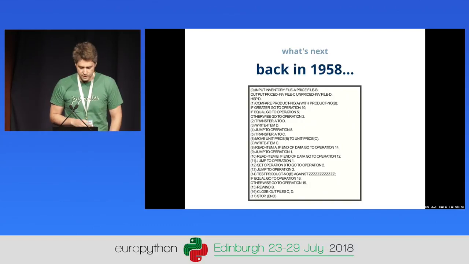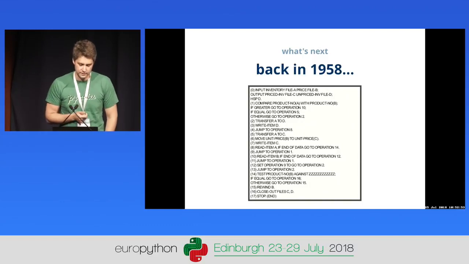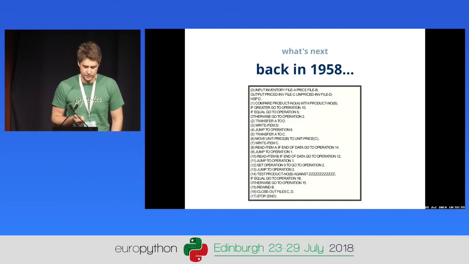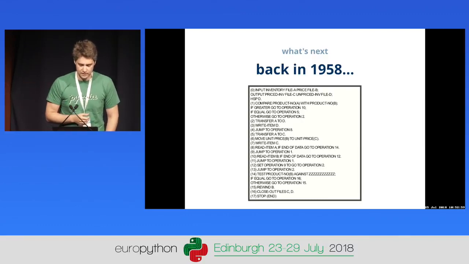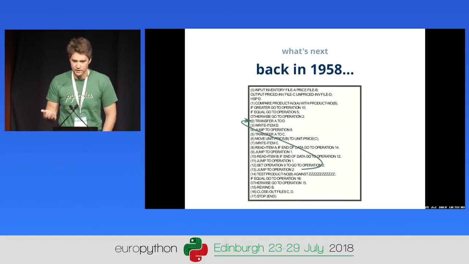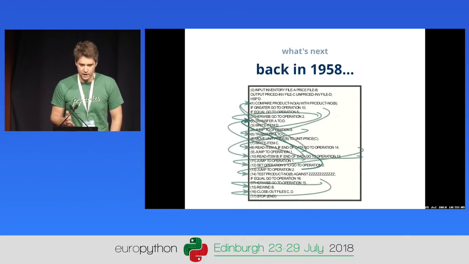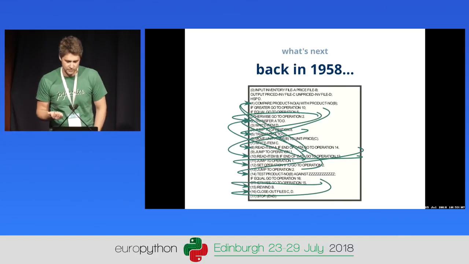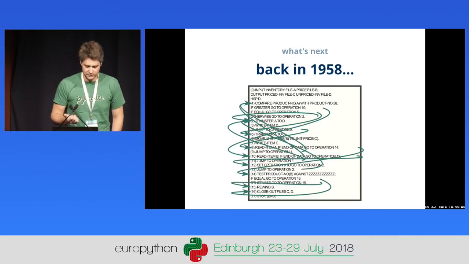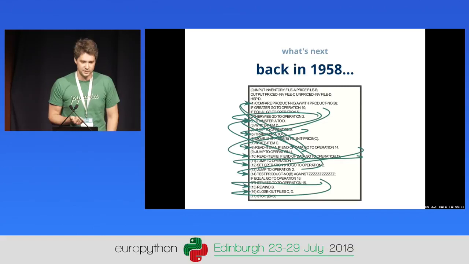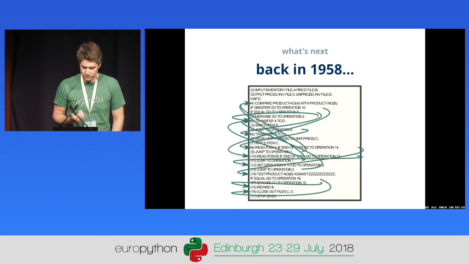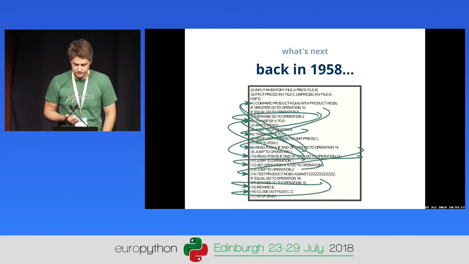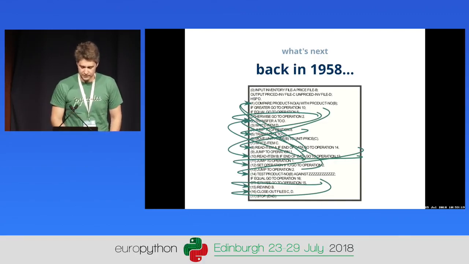So this is how programs looked in 1958. Basically, you have a line number and you have a sequence of commands, and you could actually jump from one line to another. And if you visualize all those jumps in your program, you basically see something like this. So it was completely untraceable, and you wouldn't actually be able to tell what this program is doing just by glancing at it.